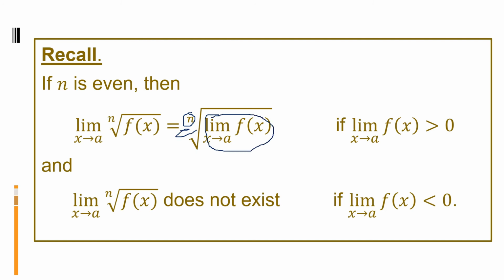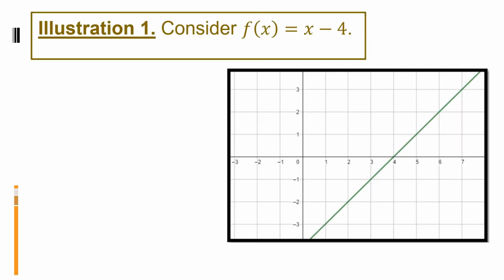Pero kapag even to, tapos negative itong nasa loob, ito yon, does not exist. Kasi nga hindi pwedeng maging negative yung nasa loob nung radical natin, di ba? So meron tayong greater than 0, meron tayong less than 0. What if equal to 0 siya? Ano yung magiging limit ng function natin? Illustrate natin yan using this example.